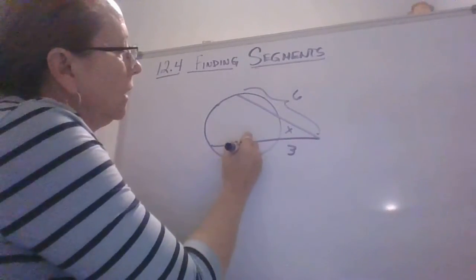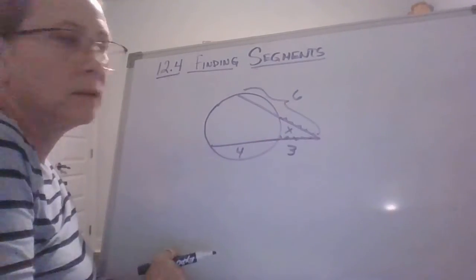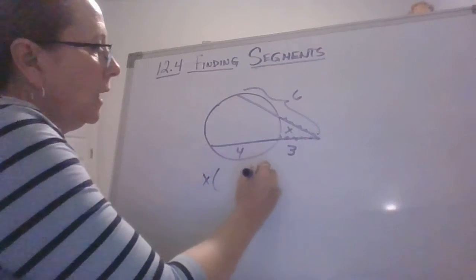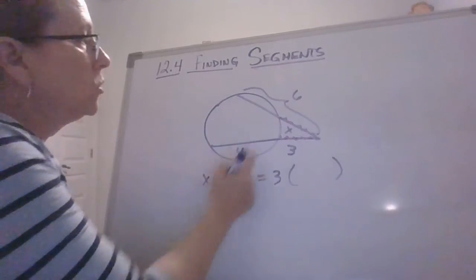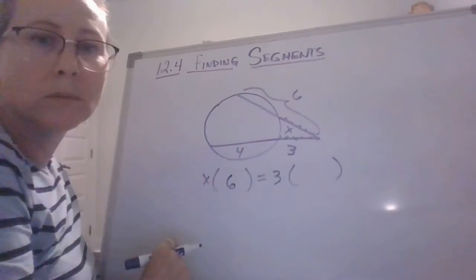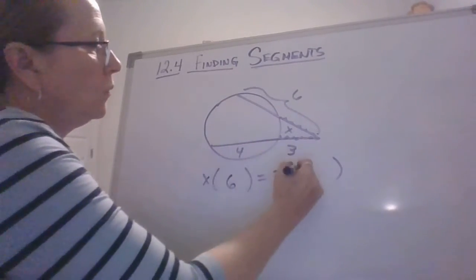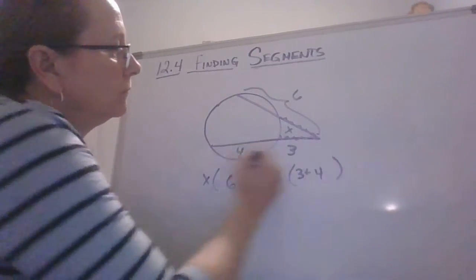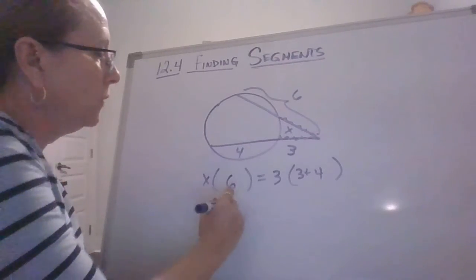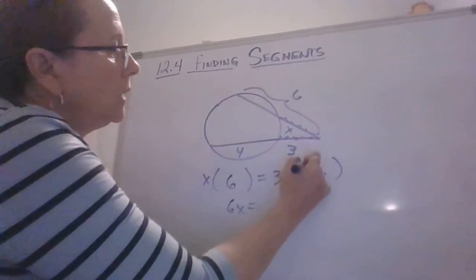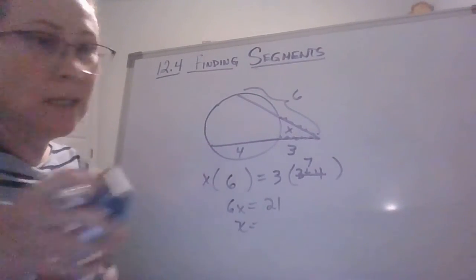And again, we have our external secant segment here and here. So X and 3. Now, on the inside, the secant itself is already added together, so we don't have to add that. And here, 3 plus 4, we do have to add that one. So now we just have 6X equals 3 times 7, 21. And we can just solve that. 21 divided by 6.